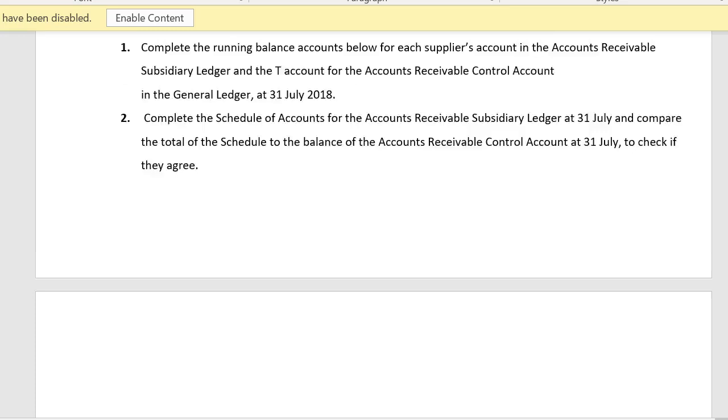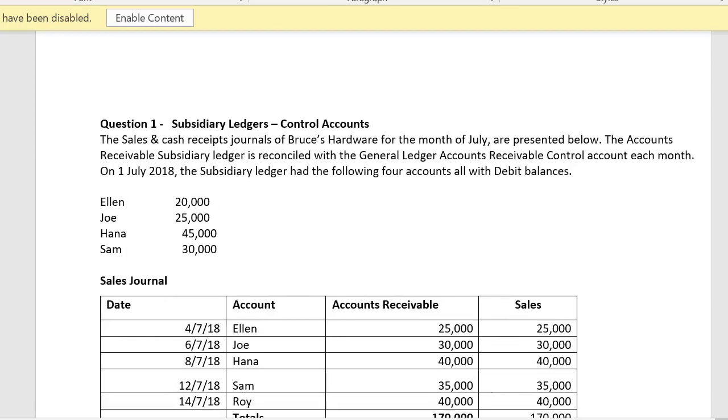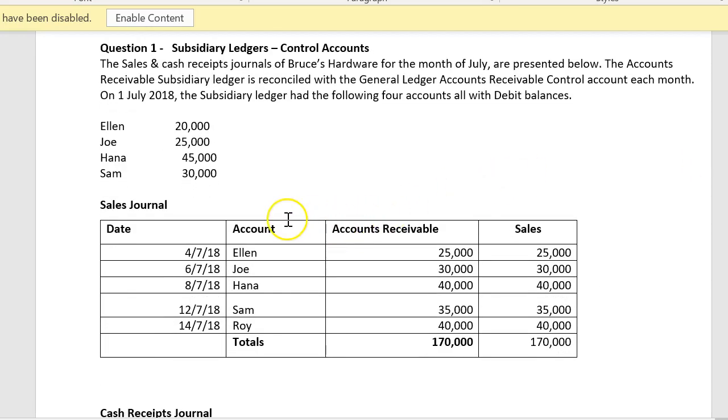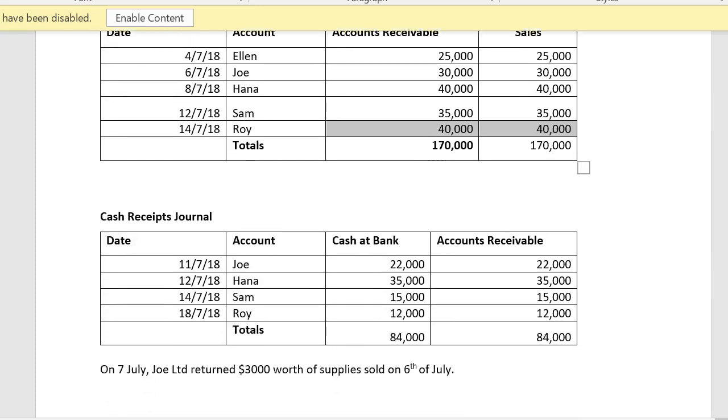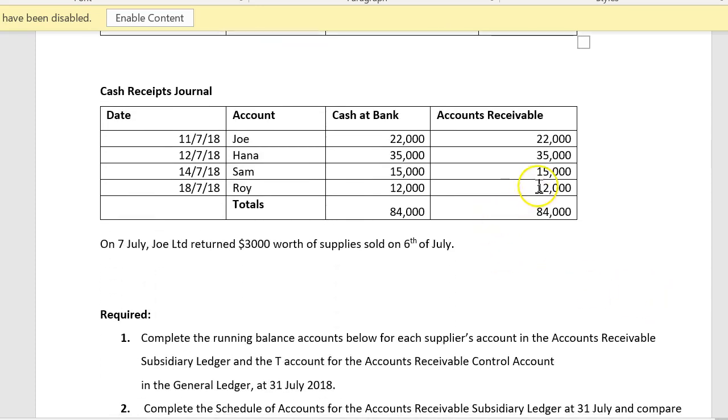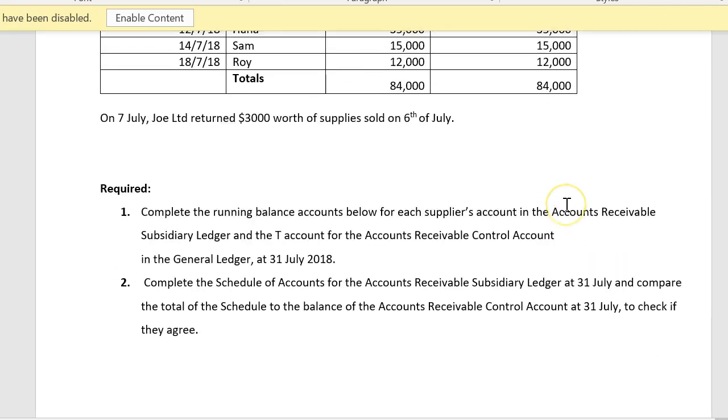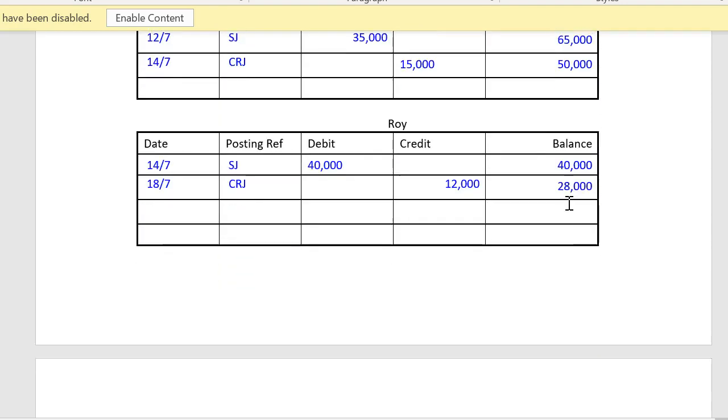Okay, next Roy. Now guys, keep in mind, Roy does not have an opening balance. They made $40,000 of credit sales to Roy, and they collected $12,000 from Roy, cash from Roy. There is no opening balance. Sales journal, they made credit sales of 40,000, which means the balance became 40. They collected 12,000 from Roy, balance became 28.